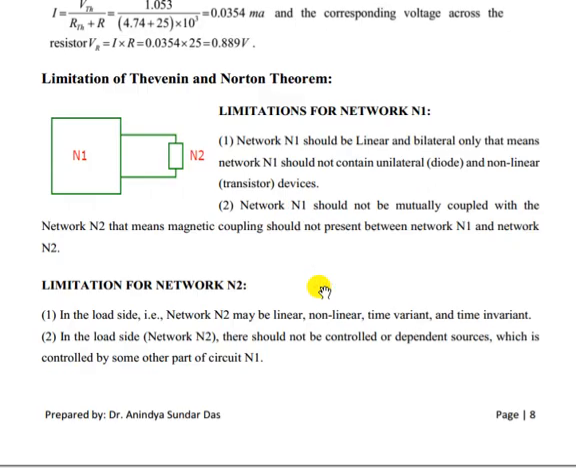The limitation of Norton theorem is it is applicable only for linear and bilateral network. Okay, that means network N1 should not contain any diode and nonlinear devices, and network N1 should not be mutually coupled with network N2, that is the load resistance. There should not be any magnetic coupling. Okay. And limitation for network N2, this network N2 may be linear, nonlinear, time variant, and time invariant. In the load side, there should not be any controlled or dependent sources, which is controlled by other part of the circuit of network N1.